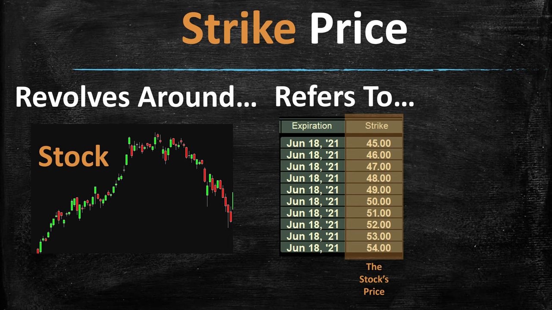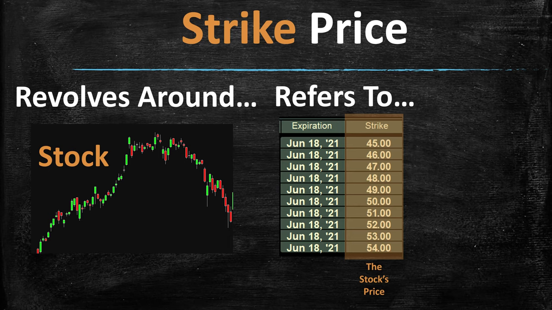One contract represents 100 shares. One contract represents 100 shares. And just one more time, say it with me now, unless you're at the library, say it in your head. One contract represents 100 shares. How much does one contract represent? 100 shares.